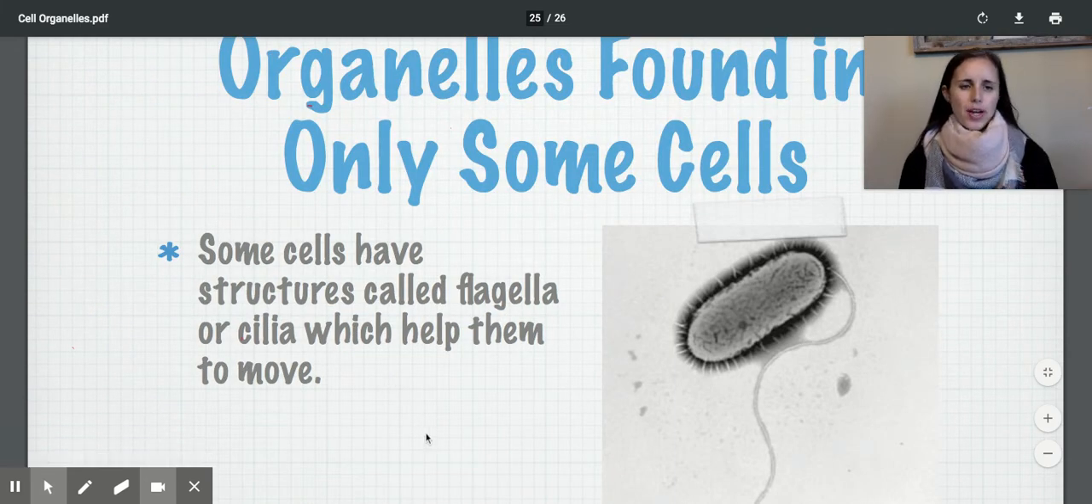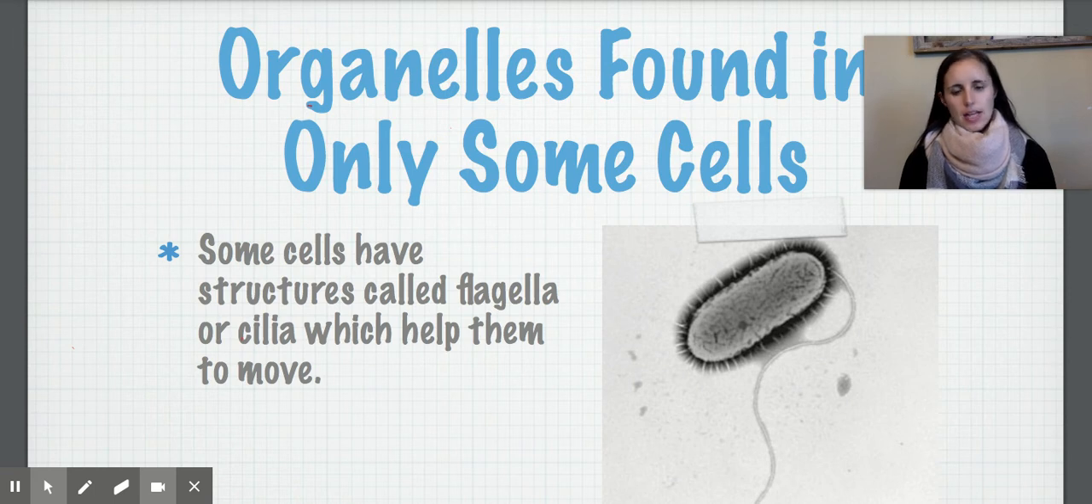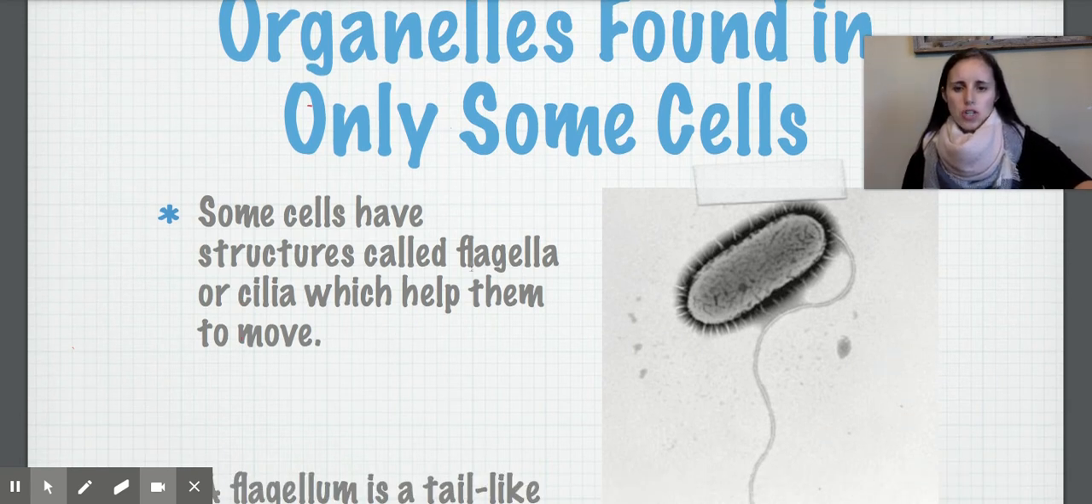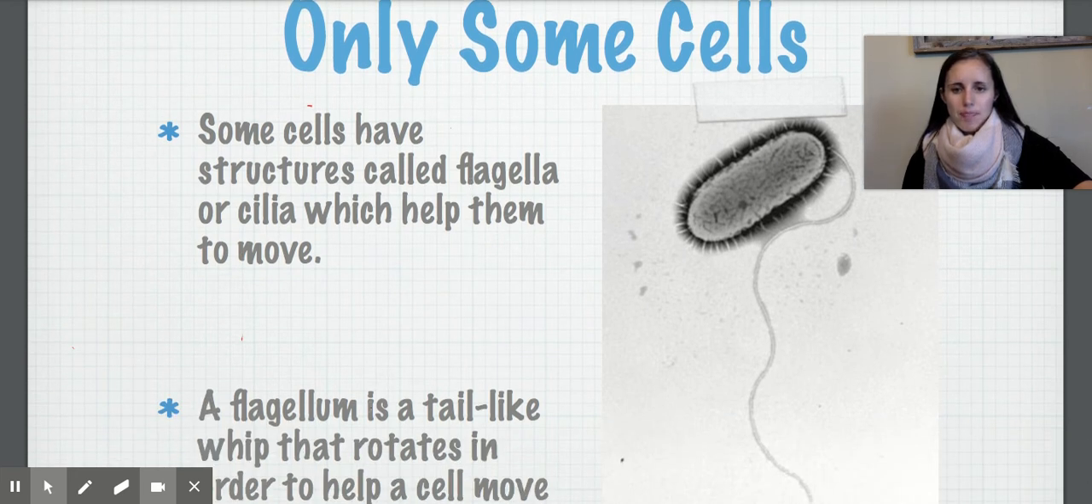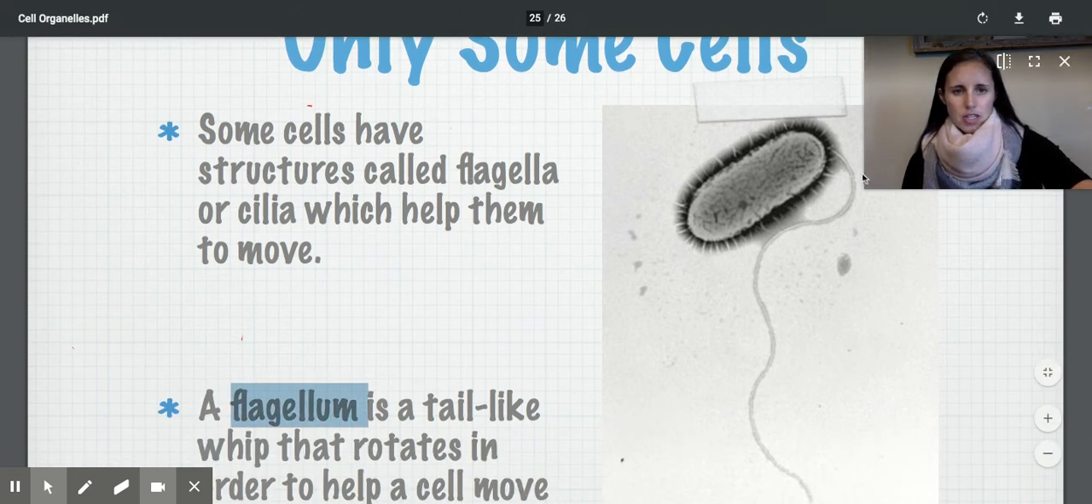So we've talked about organelles that can only be found in animal cells, and we've talked about organelles only found in plant cells. Now we're going to talk about some organelles found in only some types of specialized cells. So some cells are specialized, so they have specialized structures. One of those structures is what we call a flagellum. So a flagellum is, you can actually see it here, a long whip-like tail, and what it does is it helps cells to move.